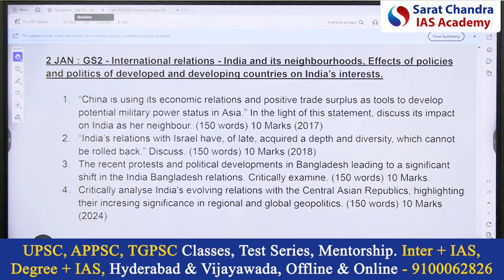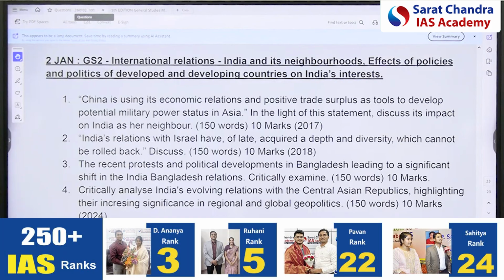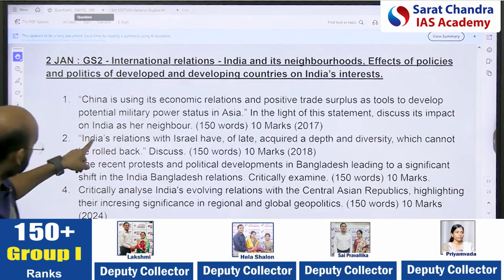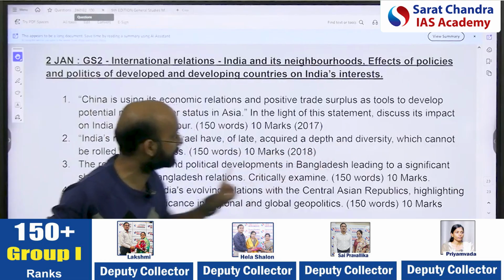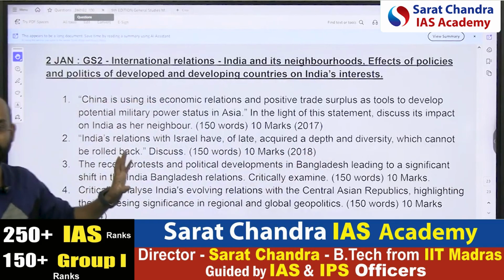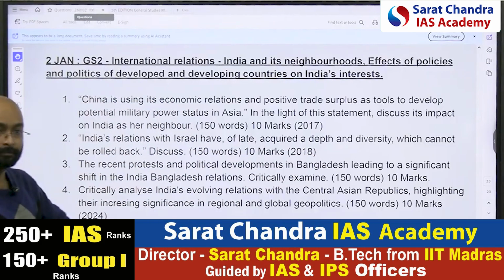India neighborhood policy, right? India neighborhood relations. Second question: India's relation with Israel has lately acquired a depth and diversity which cannot be rolled back. Discuss. It's related to which topic?